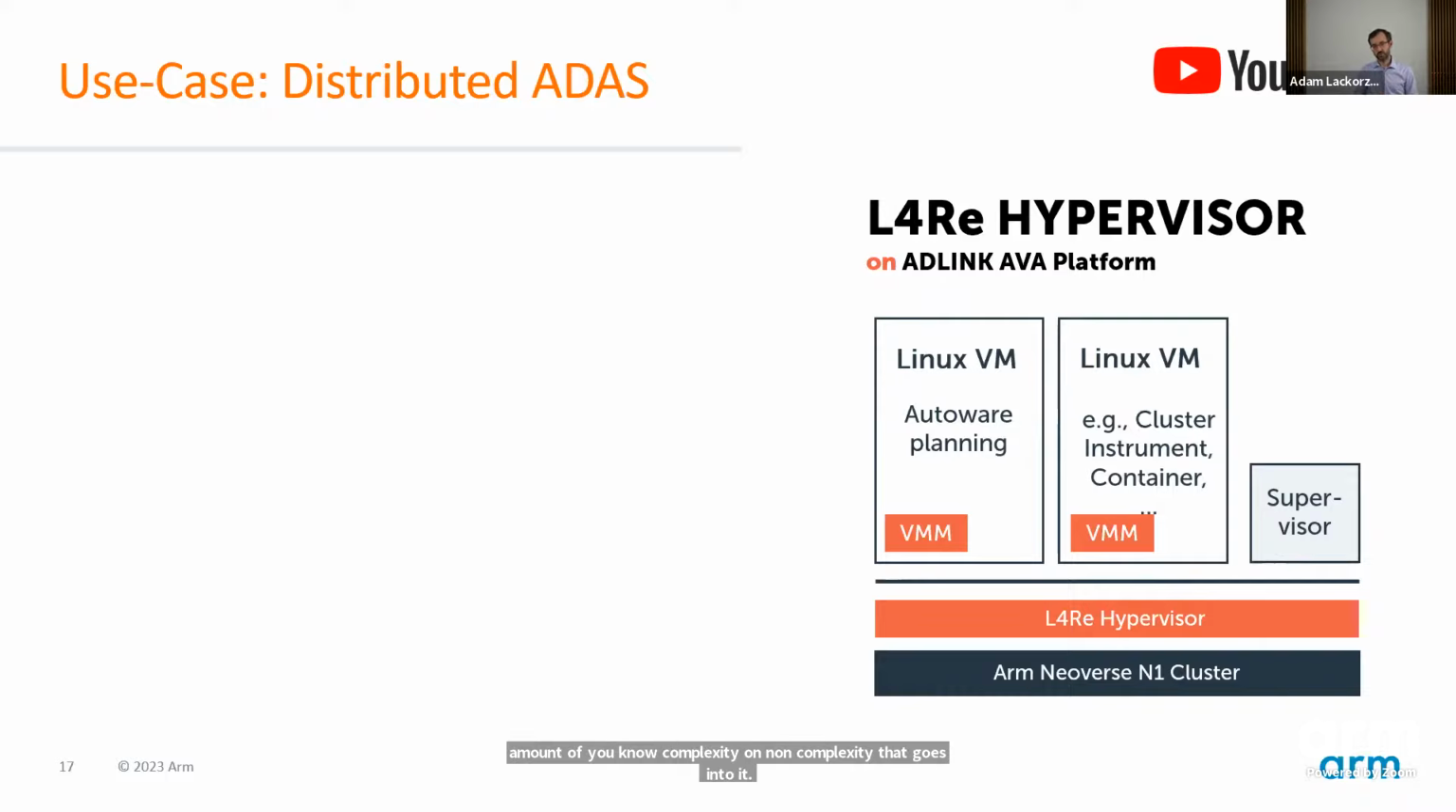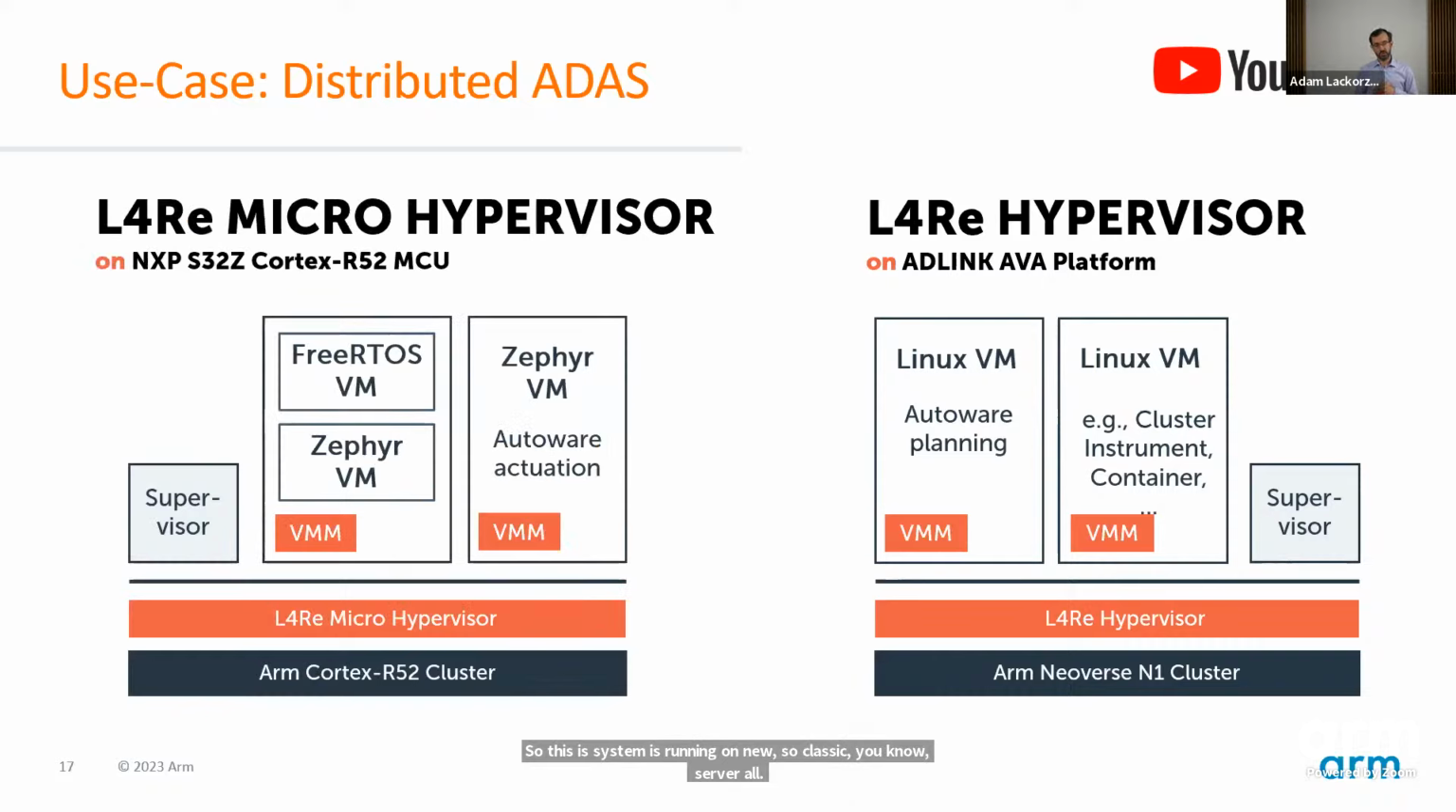So this system is running on Neoverse, a classic server or Cortex-A based system. And when we now go to the other part of the demo, we are running a similar setup on Cortex-R52 platforms. In the demo, it's an NXP S32Z. That is also running a couple of VMs, in this case Zephyr VMs and FreeRTOS. It also has a supervisor, which is the very same supervisor, running on the R52 also as a native L4Re application.